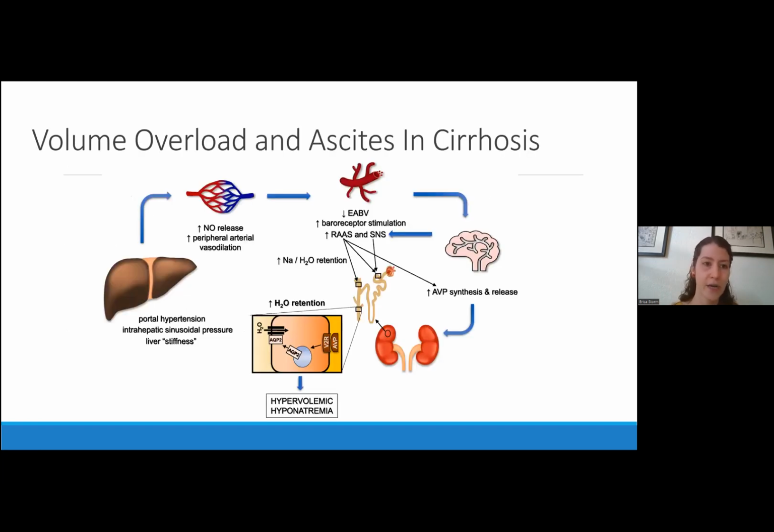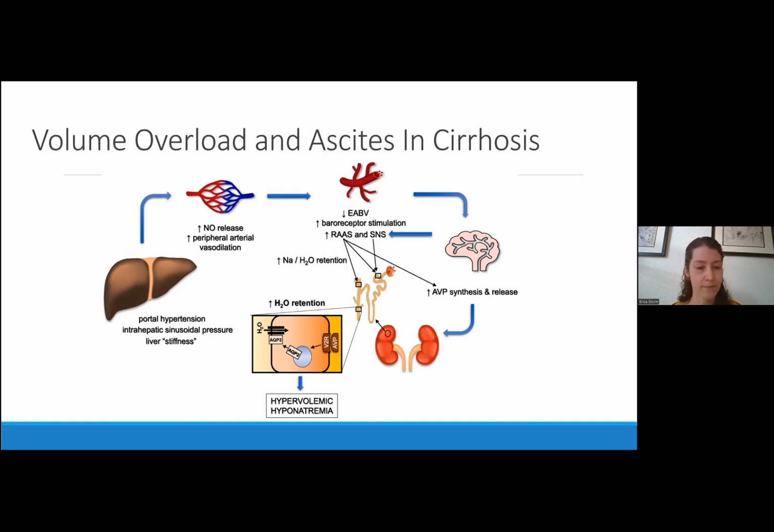So when we're talking about the pathogenesis of volume overload and ascites in cirrhosis, I think a lot of us think about albumin and the third spacing component that's driving a lot of this. But I would hopefully try to reorient some of your understanding towards thinking about that endothelial injury and that massive vasodilation you get with the nitrous oxide release in cirrhosis.